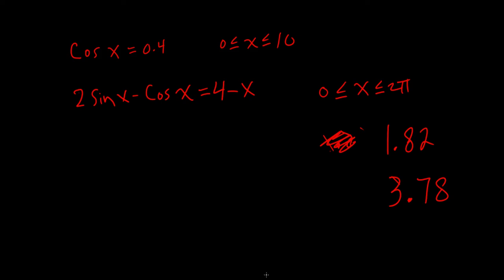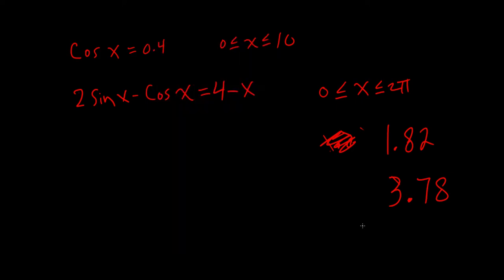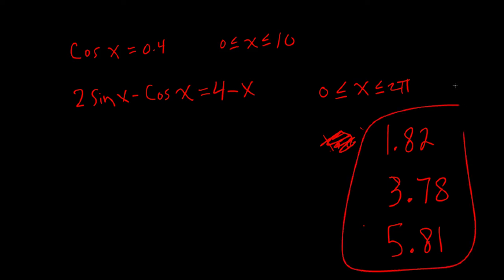Okay, and then the last one, second, calc, intersect. Oh wait, first curve, second curve, and then wherever they intersect is about there. And we get 5.81. Okay, those are the 3 x values that make that true. So instead of going through a ton of algebra, we can just do that.